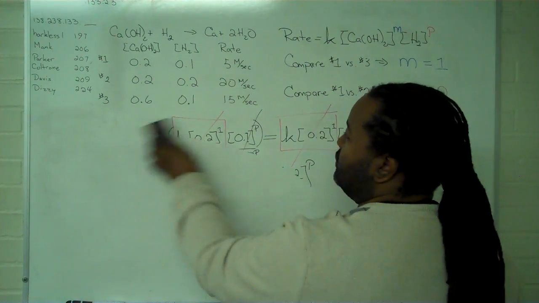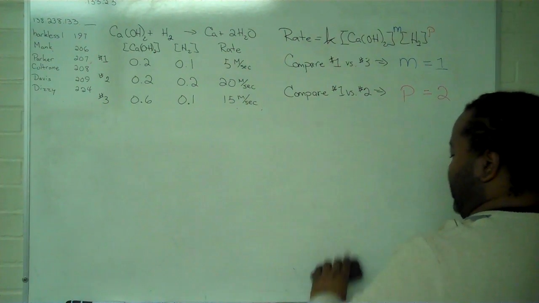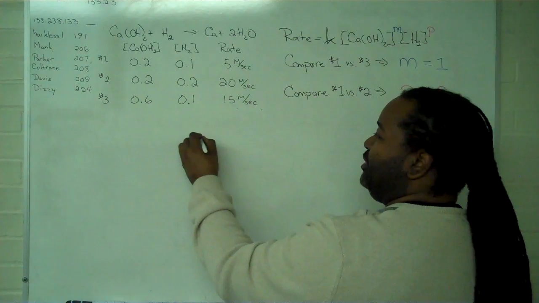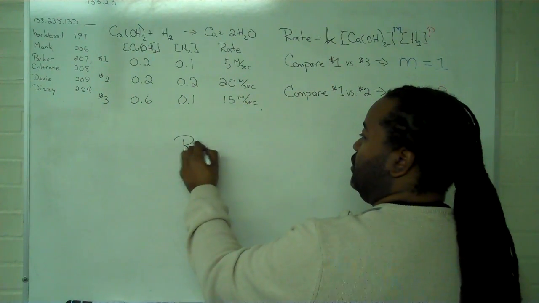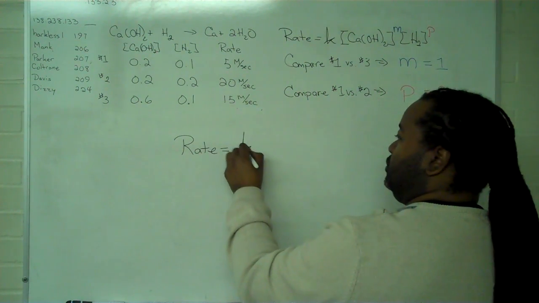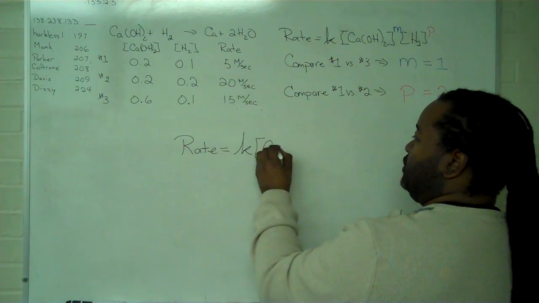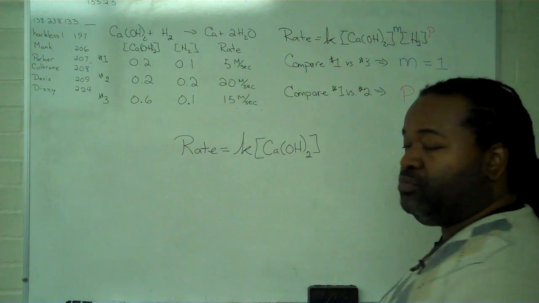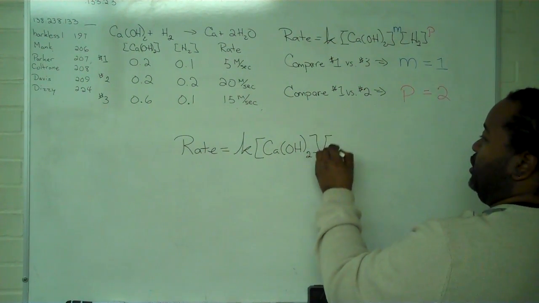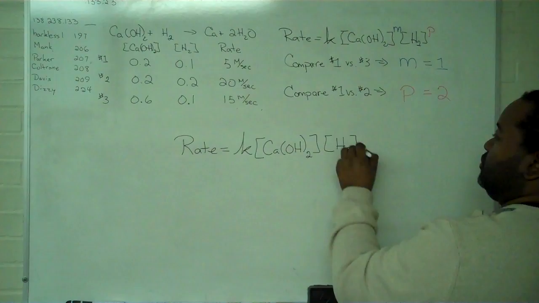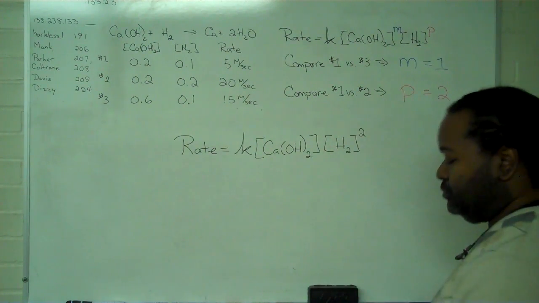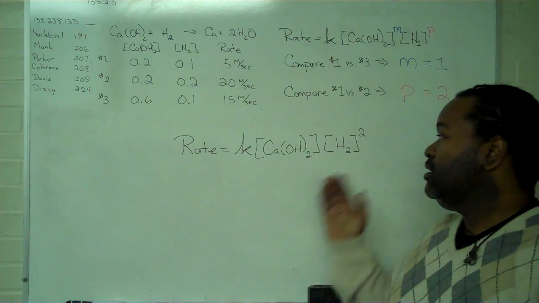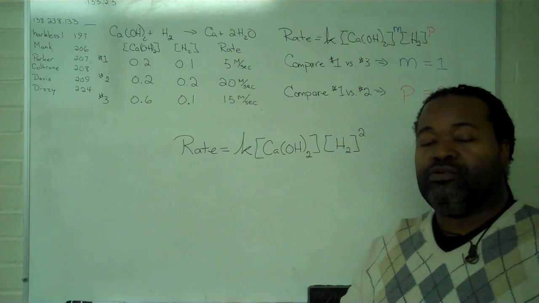So we've done all of this so that I can now write out the full form of the rate law. And we have that the initial reaction rate will be equal to the rate constant times the concentration of calcium hydroxide raised to the 1 and concentration of hydrogen squared. This means that this reaction is first order in calcium hydroxide, second order in hydrogen, and third order overall.